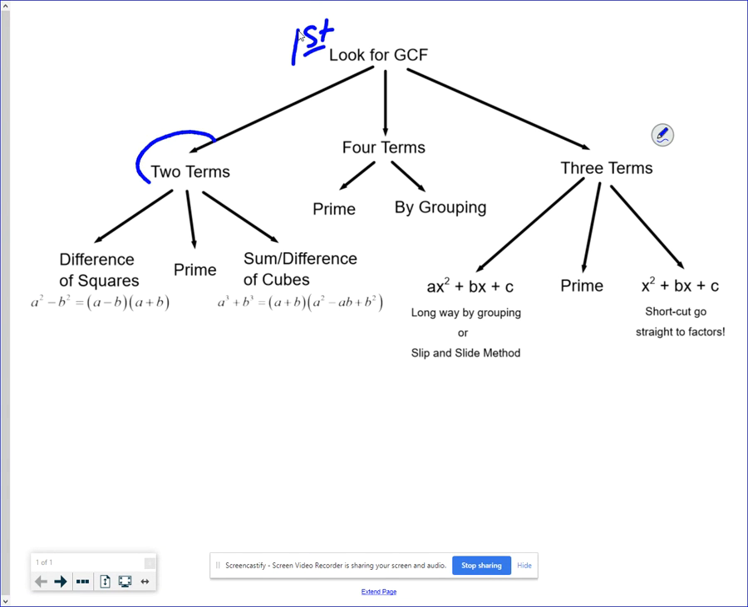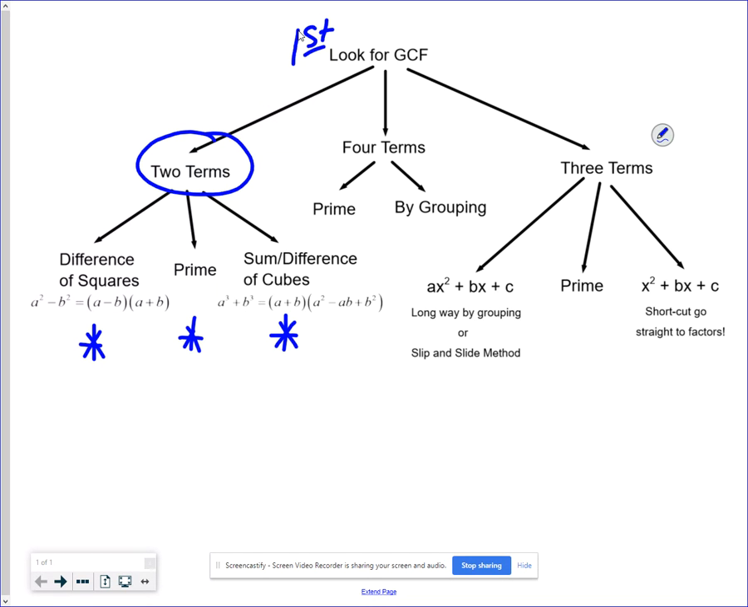So if there's two terms, we have three options. We could have a difference of two perfect squares. So if you got a perfect square minus a perfect square, it can factor. Or it could be prime, or you have a sum or difference of perfect cubes. We have done all of these this year. So those are your options if you have two terms after you look for a GCF.